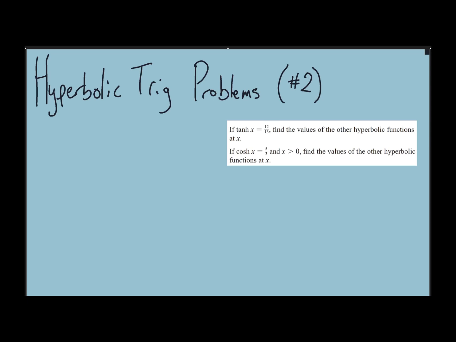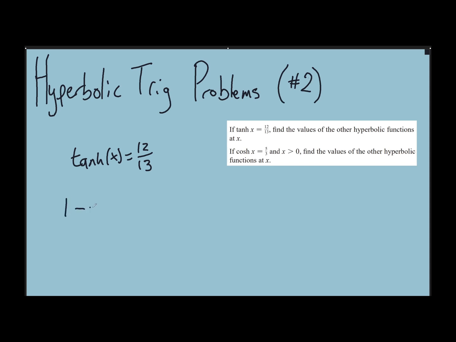The second couple of problems in this video series is a little bit harder than the first group where we just plugged in numbers, because they tell us hyperbolic tangent of x equals 12/13. And they ask us to just find the other hyperbolic functions. Well, cotangent hyperbolic is just going to be 13/12, so we don't even need to write that. But what about the others?